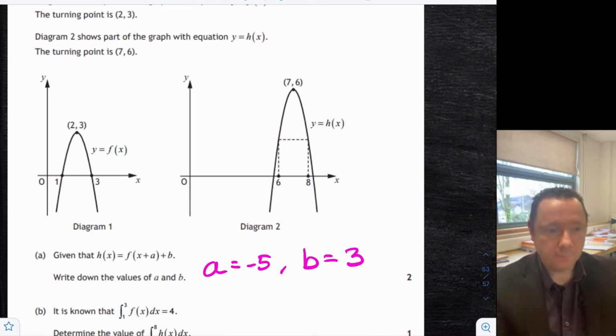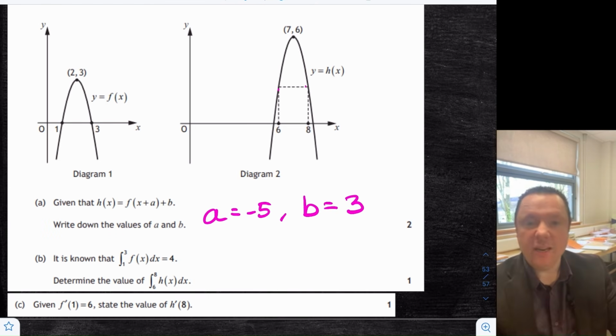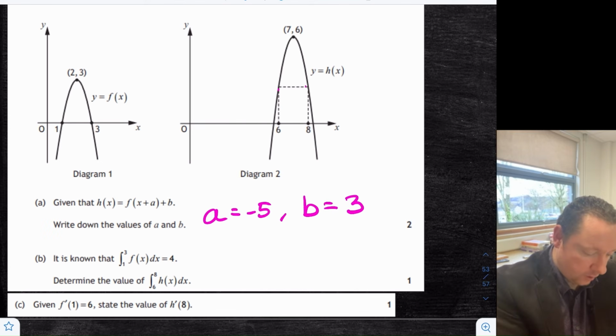And we're done there. So part B says it is known that the integral between 1 and 3 of f of x is 4. What is the value between 8 and 6 of h of x? Well, an integral means an area. So we know that the area under this bit here is 4. So that means over in this graph, since it's just moved up, this whole area here is also 4.